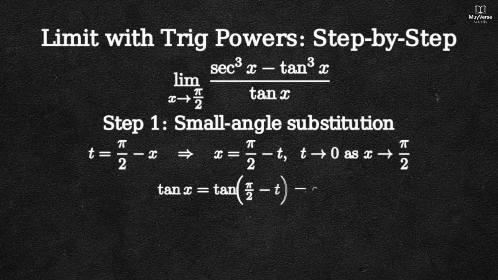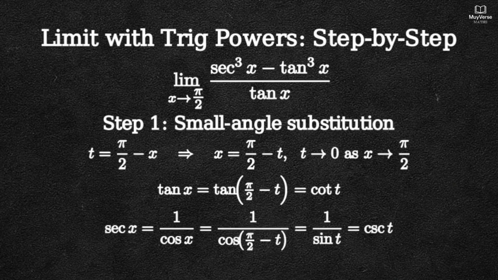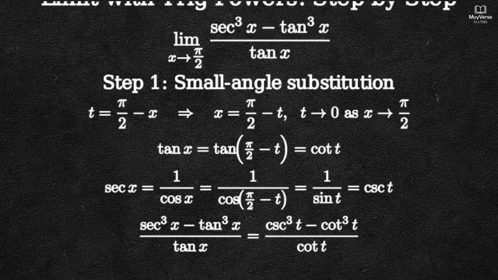We have x equals pi over 2 minus t, so tangent of x equals tangent of pi over 2 minus t, which is cotangent t. Also, secant of x equals 1 over cosine x equals 1 over cosine of pi over 2 minus t, which is 1 over sine t, that is cosecant t. Therefore, secant cubed x becomes cosecant cubed t, tangent cubed x becomes cotangent cubed t, and the denominator tangent x becomes cotangent t. So the expression becomes (cosecant cubed t minus cotangent cubed t) over cotangent t.